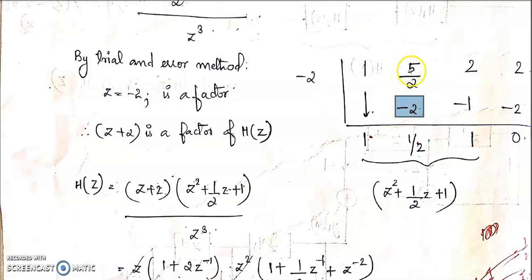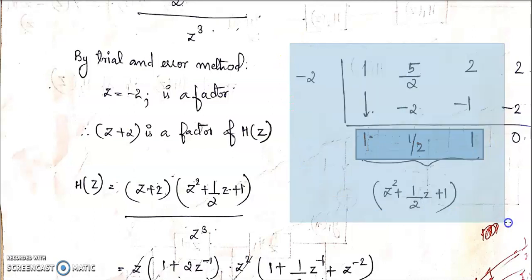Then we go for the addition. 5 by 2 plus minus 2 is 1 by 2. Then we multiply 1 by 2 with minus 2. You will get minus 1. Then add 2 plus minus 1 is 1. Then 1 into minus 2 becomes minus 2. So when we add it, it becomes 0. So these represent the coefficients of the remaining polynomial. So that is, the powers are z square plus 1 by 2 z plus 1.